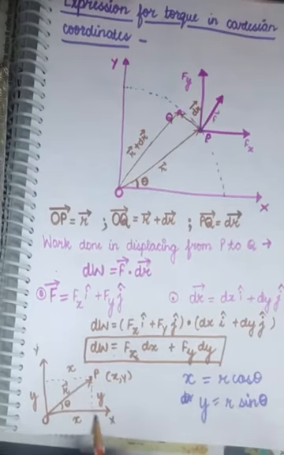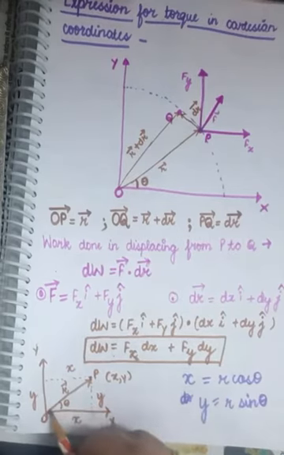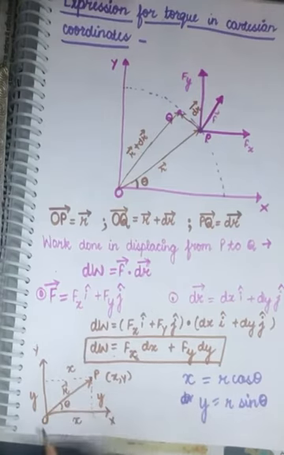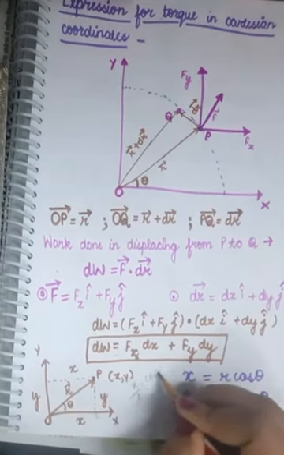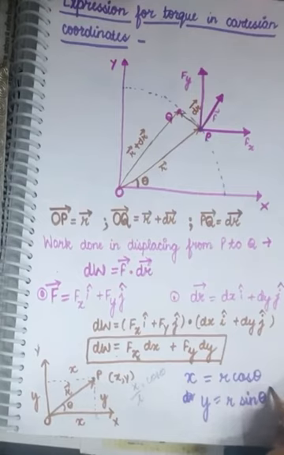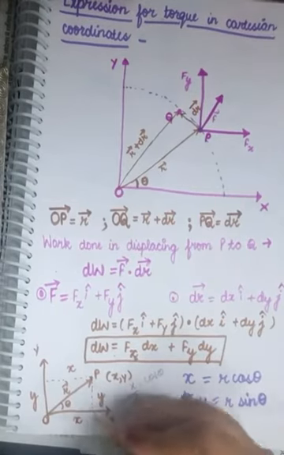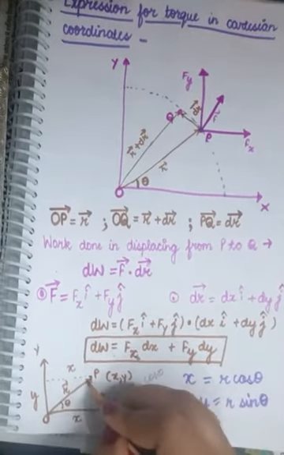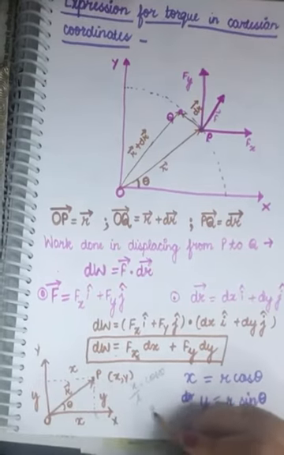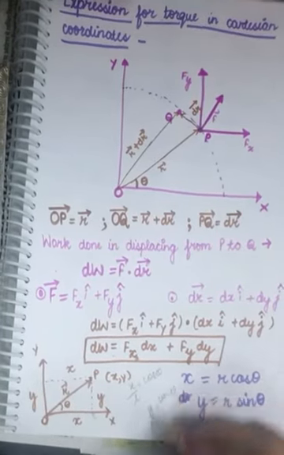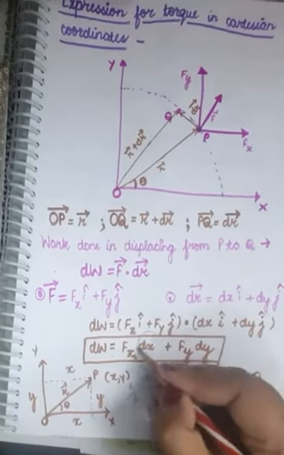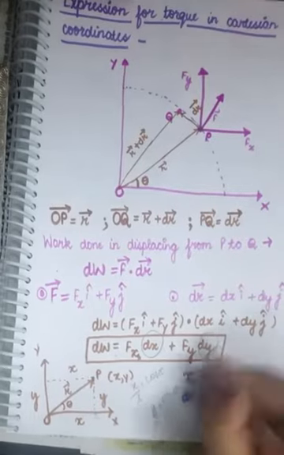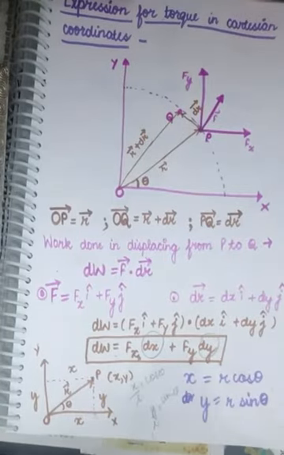Talking about x, it will be equal to r cos theta, because x upon r, base upon hypotenuse, equals cos theta. So x is equal to r cos theta. In the same way, y upon r, perpendicular upon hypotenuse, is equal to sin theta, so y is equal to r sin theta. Now my target is to find the values of dx and dy in terms of theta.